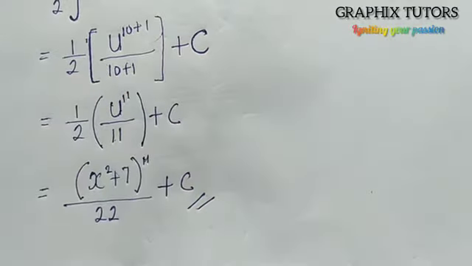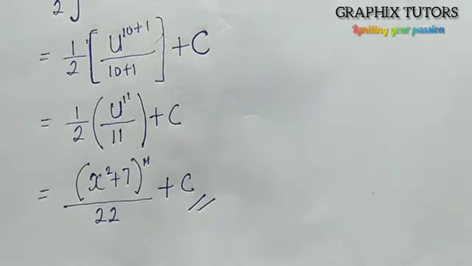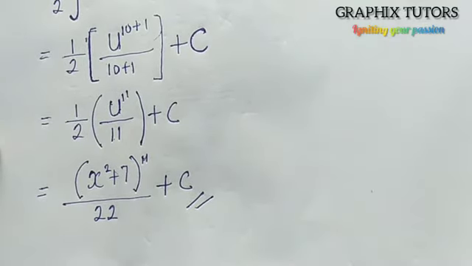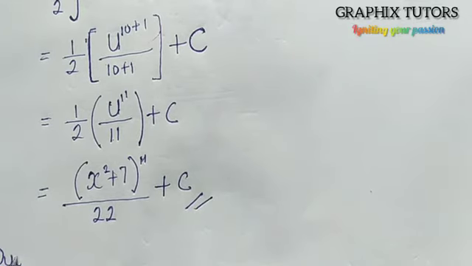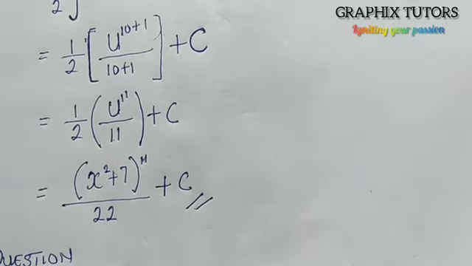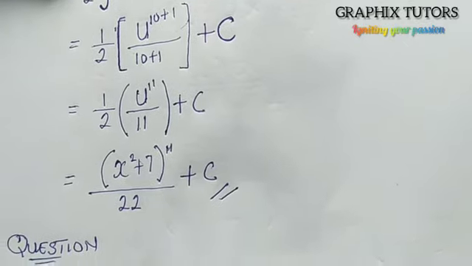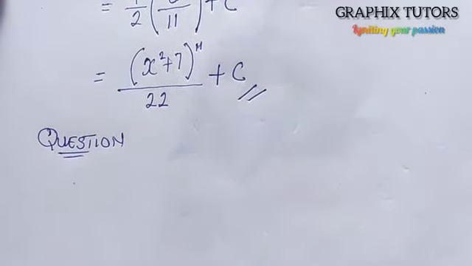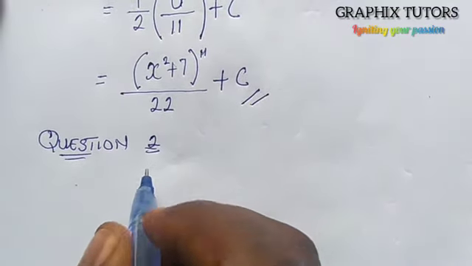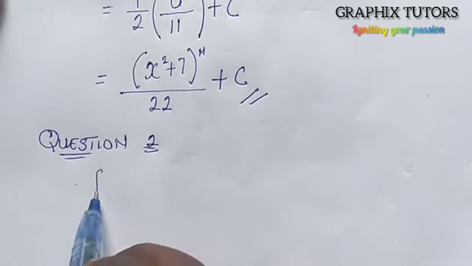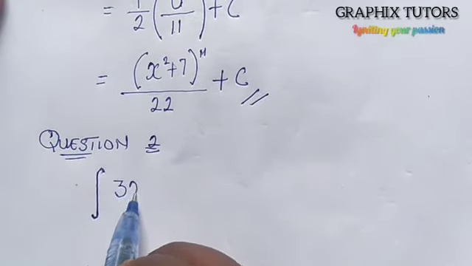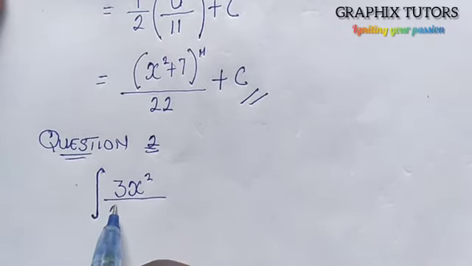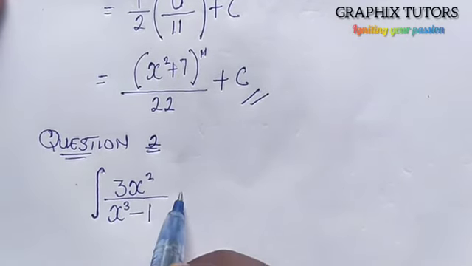Good. So that is for that question. Then the next one, question 2, we are having the integral of 3x squared over x cubed minus 1 dx.